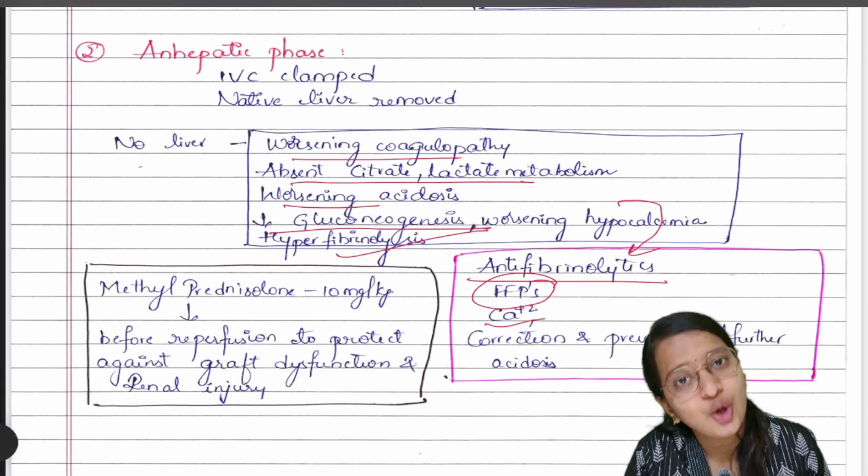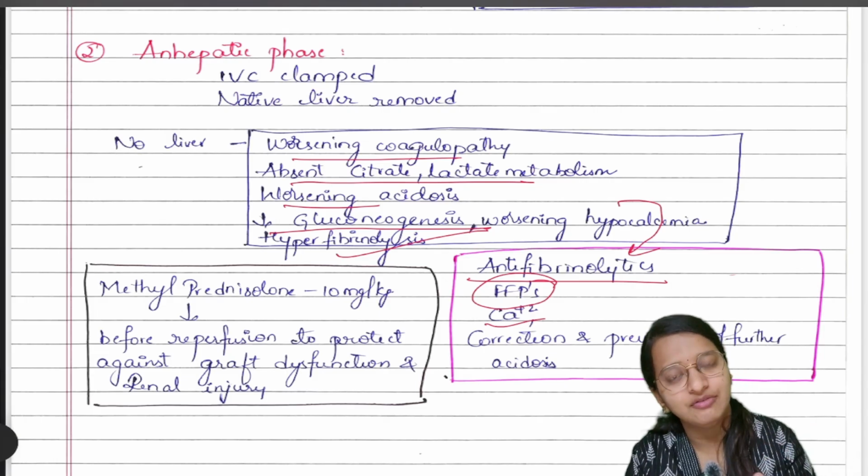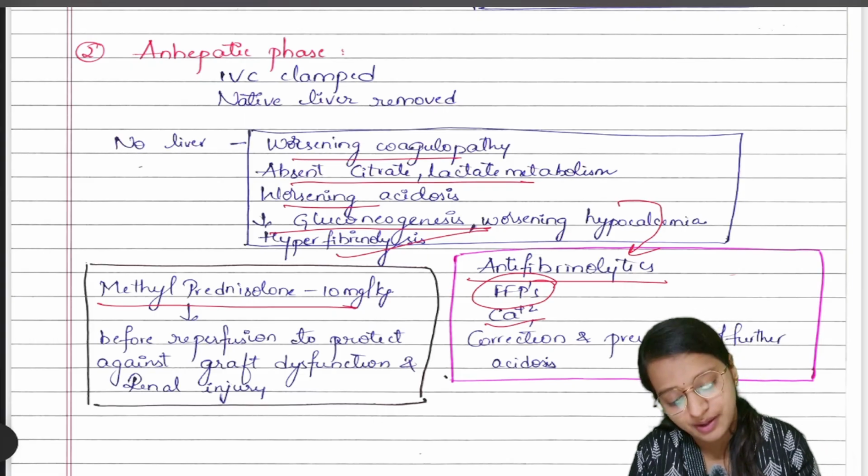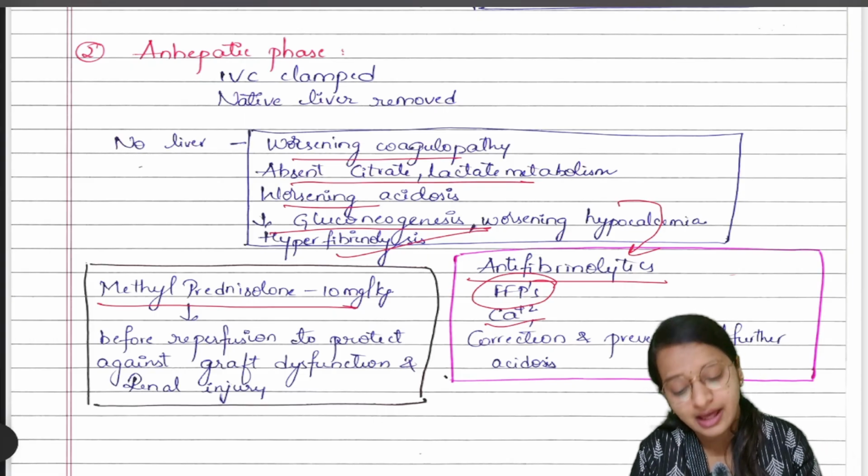So the next stage is the neohepatic phase. So I'll be keeping a new liver. So I have to give prophylactic methylprednisolone, almost 10 mg per kg, to protect the graft against dysfunction.